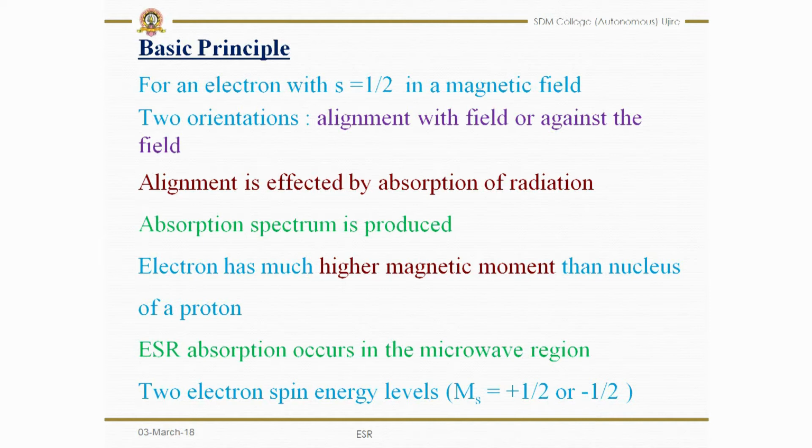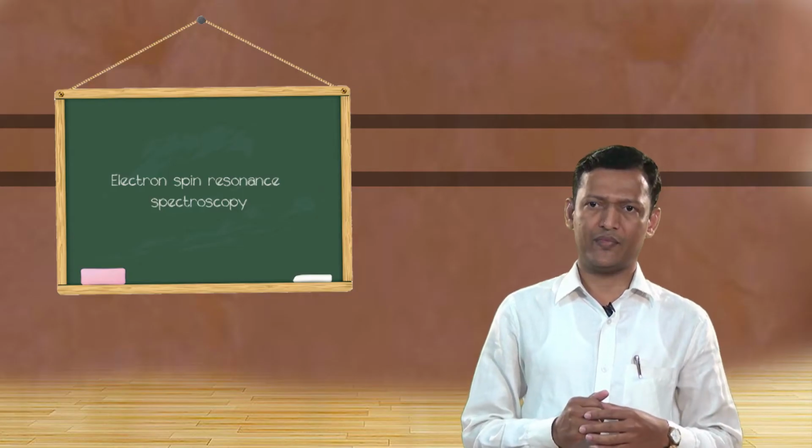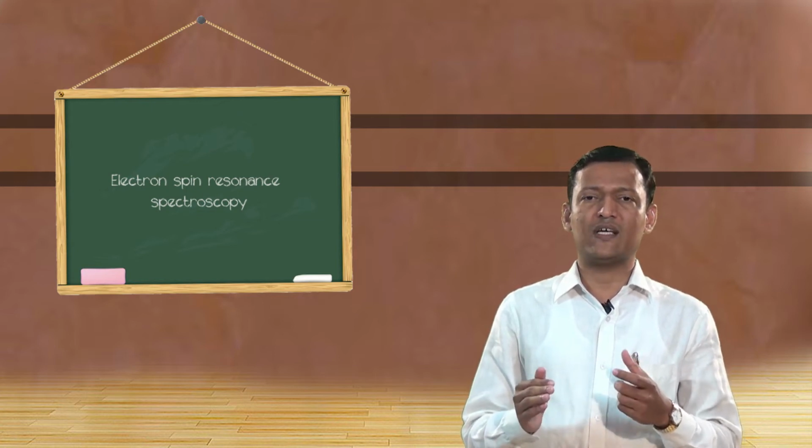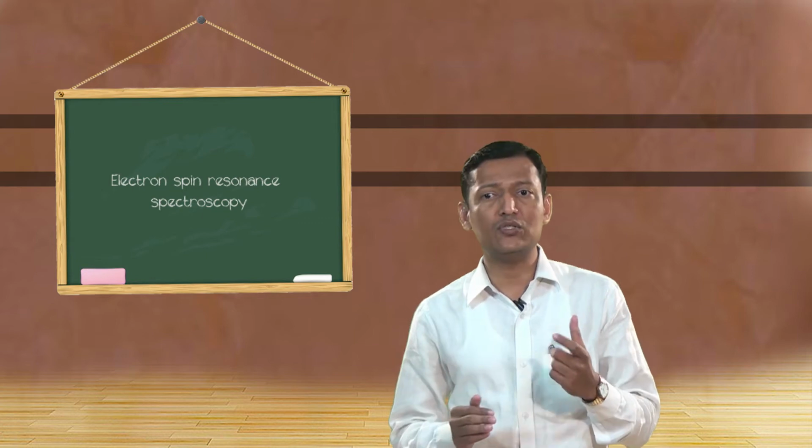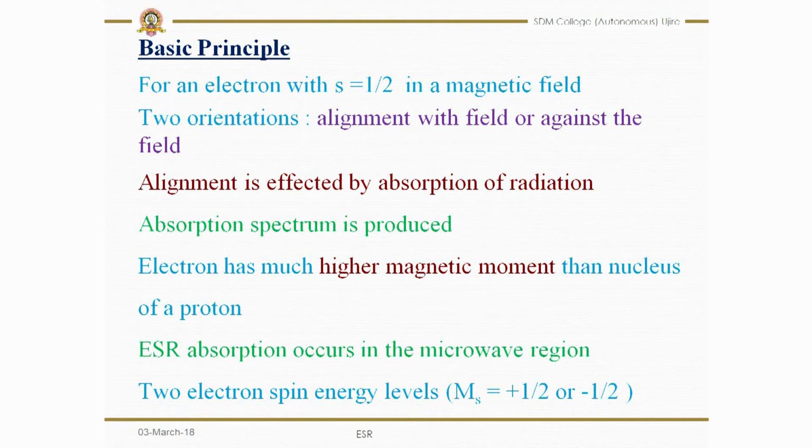So some particular amount of radiation is absorbed, so an absorption spectrum is produced. This spectrum is known as the electron spin resonance spectrum. This electron spin resonance spectrum is similar to the proton NMR spectrum, but there is a difference because the electron has a higher magnetic moment than the nucleus of a proton. Therefore the ESR absorption occurs in the microwave region, whereas in NMR the absorption occurs in the radio frequency region.